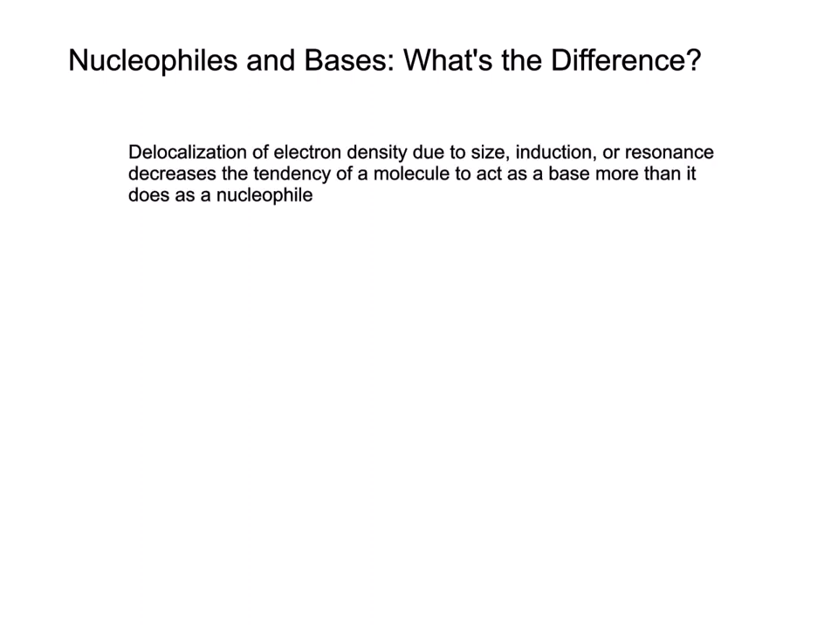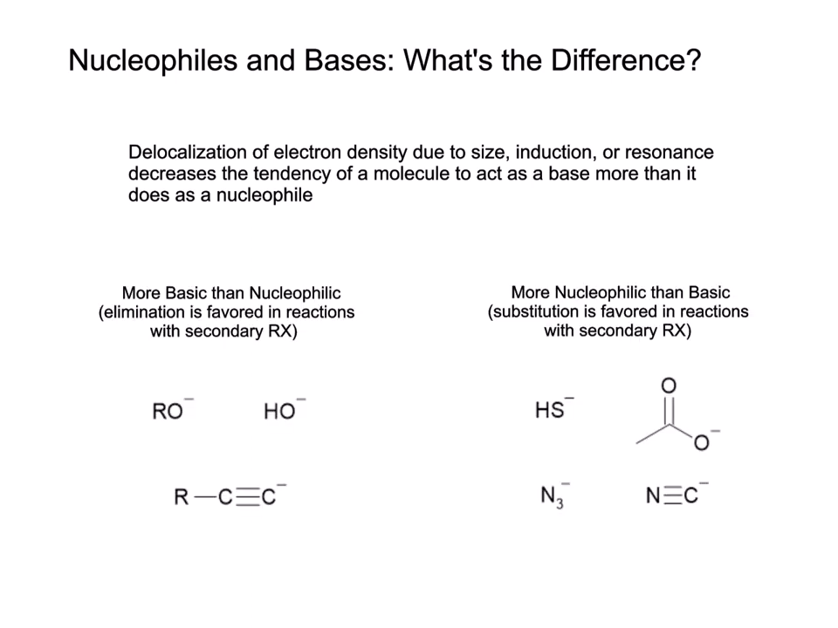And that is that delocalization of electron density due to size, induction, or resonance decreases the tendency of a molecule to act as a base more than it does as a nucleophile. I know that's a lot to unpack right there, and without an example it may be kind of difficult to really interpret what it means. So let's give some examples. On the left, I have three anions that are considered to be more basic than nucleophilic.